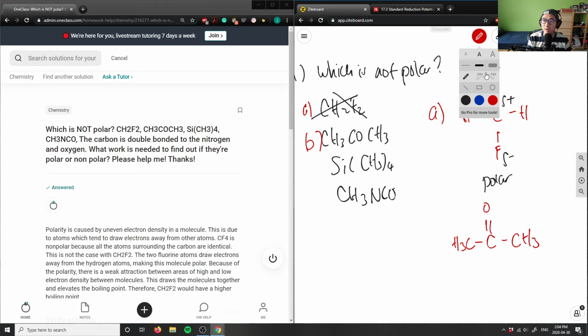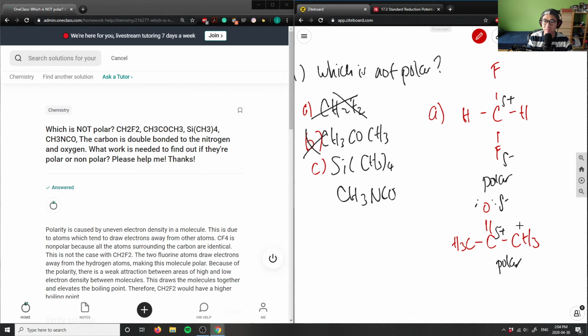And here we also have a dipole, right? The carbon is partial positive, and the lone pairs on oxygen make it partial negative. Again, oxygen is pulling electron density away from the carbon. So this one is also polar. So B is not our correct answer. We can look at C here.